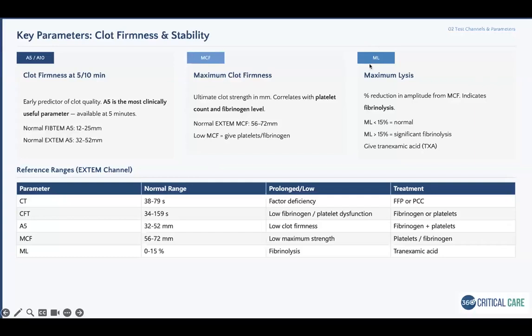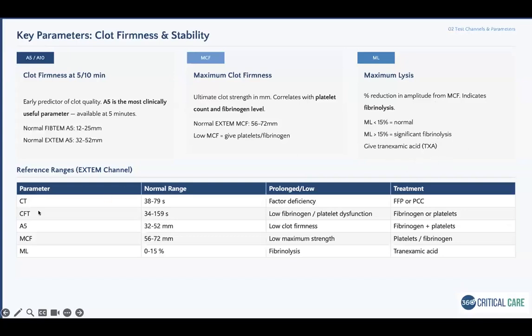Now the third thing you look for is ML, or maximal lysis, or maximal clot lysis. That is the percentage reduction in amplitude from the maximum clot firmness. So how much it has reduced from MCF, to see what percentage decrease. So less than 15% or 12% is taken as normal. If there is more than 15%, then there is significant fibrinolysis and you give tranexamic acid for the same.